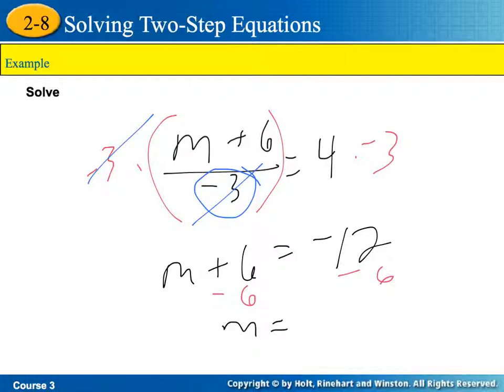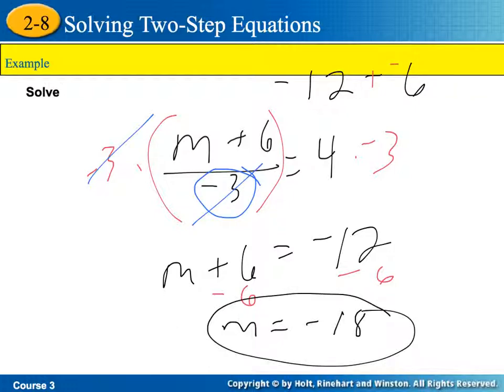Subtract 6 on both sides. M is equal to, what's negative 12 minus 6? I'm going to write that at the very top, minus 6. What do we do when we're subtracting? Add its opposite. Negative 18 is our answer. Negative 18. Next.